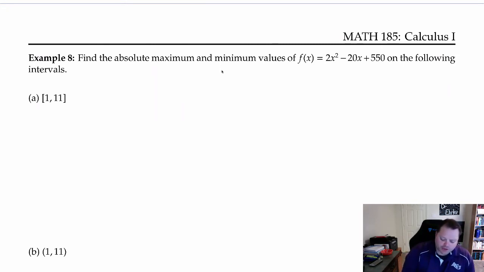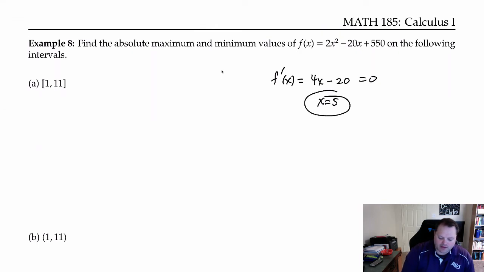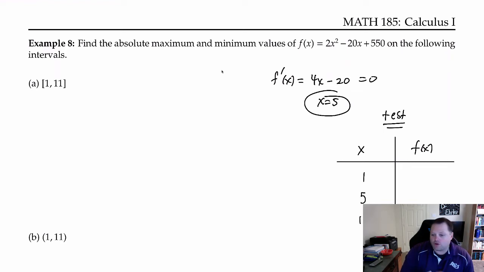So we've got this function. The derivative of this function is 4x minus 20. If we set it equal to 0, you can see that when x is 5, we have a critical point. And if we look at the endpoints, we're on the interval from 1 to 11. So if I test the values at x equal to 1, 5, and 11, I'll know everything I need to know about maxes and mins for this function on these intervals.